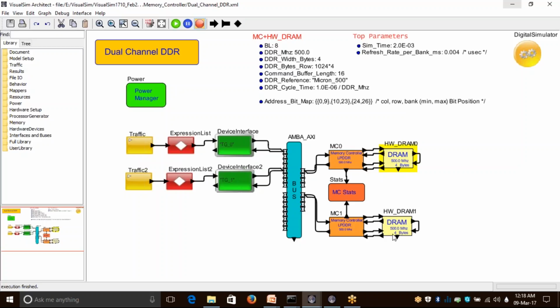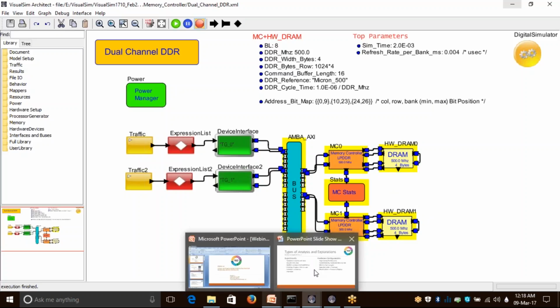Okay, so in this case, these two, the AMBA AXI memory controller and memory blocks, are very detailed with hardware accurate level details. And we have seen the power consumption reports close to 99.5% accurate against the JEDEC standards itself.